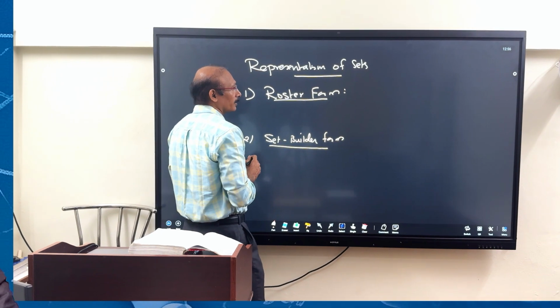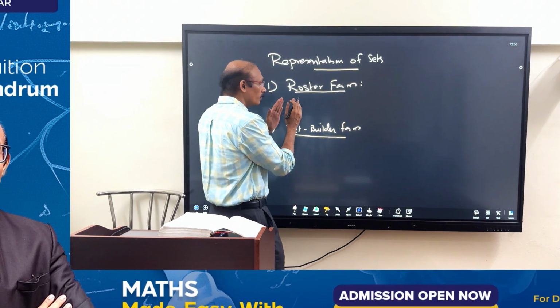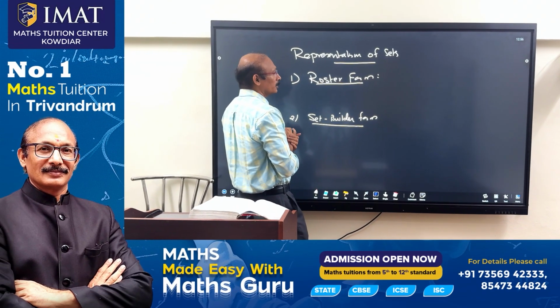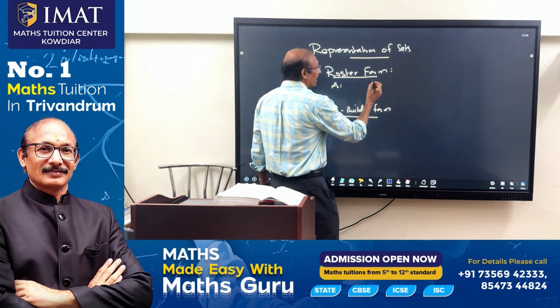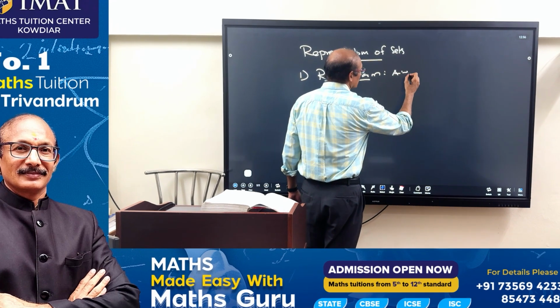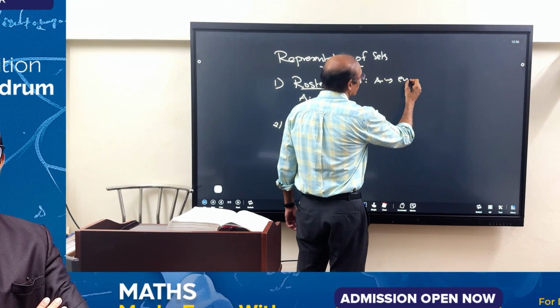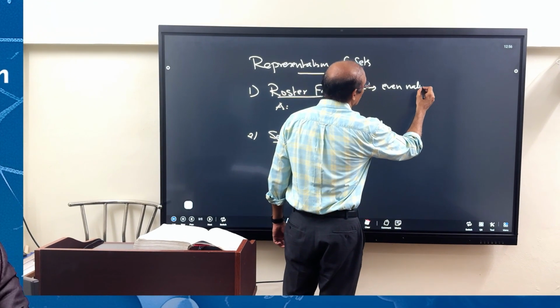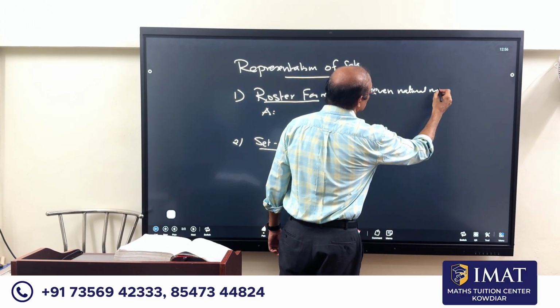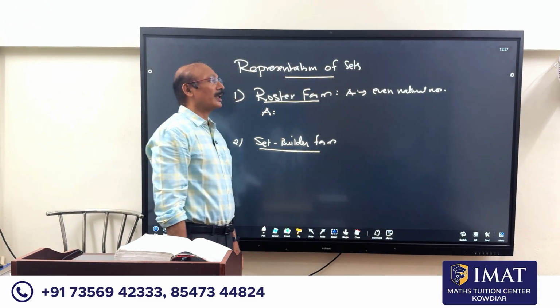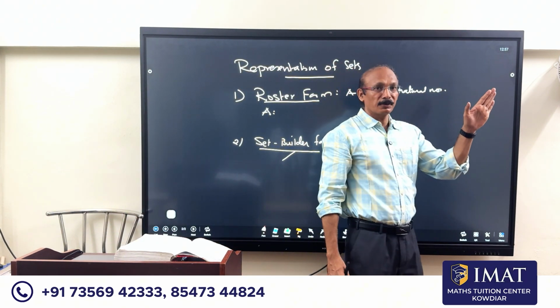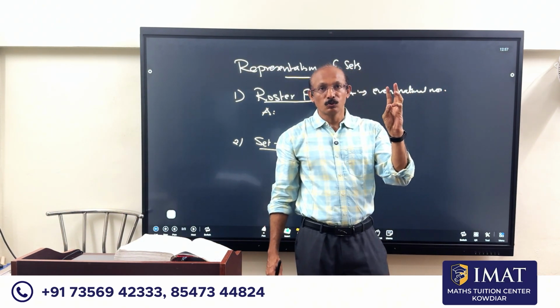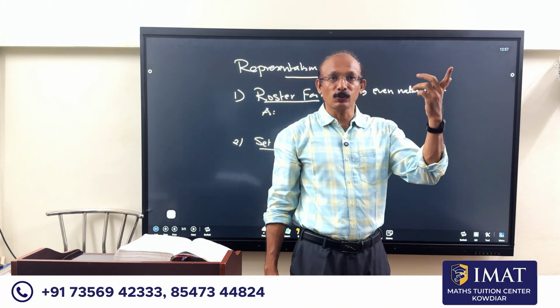Let me take an example and I'll show you how to write that in the roster form and how to write it in the set builder form. Suppose I take a set A. A is equal to, I say the definition of A as even natural numbers. When I say even natural numbers, you know what the even natural numbers are? It's 2, 4, 6, 8, 10, 12, etc.